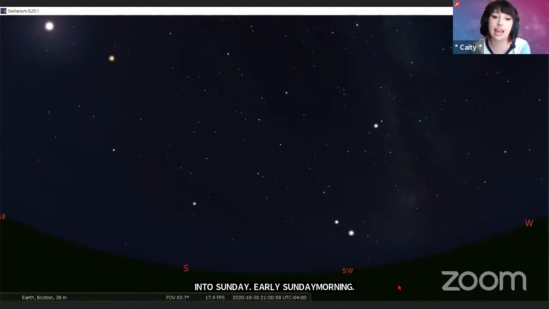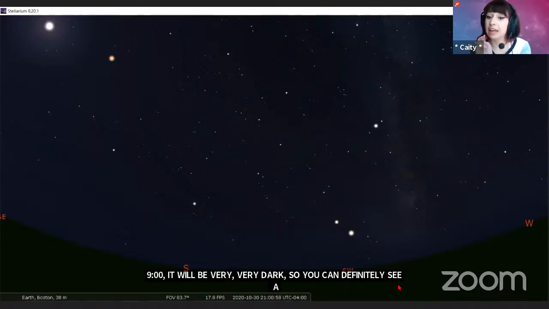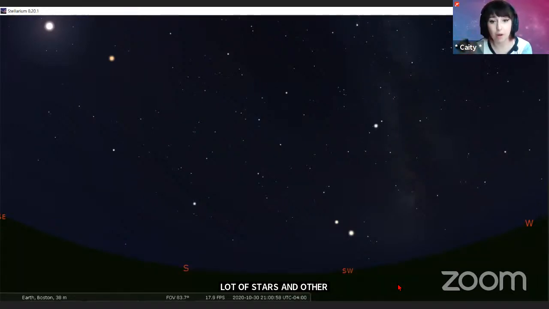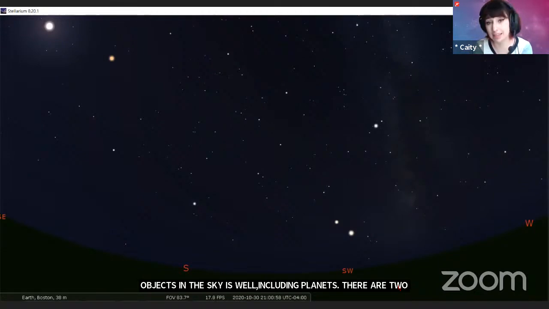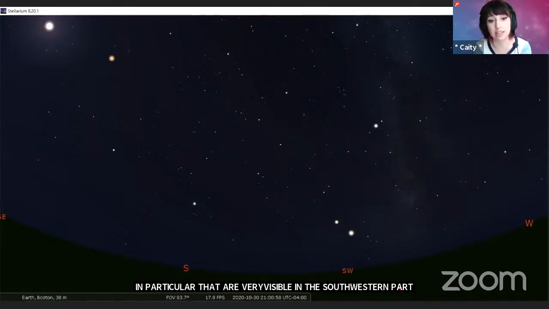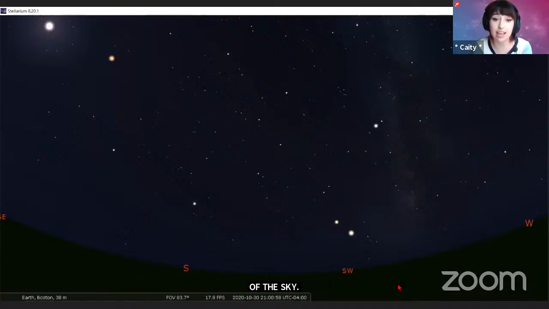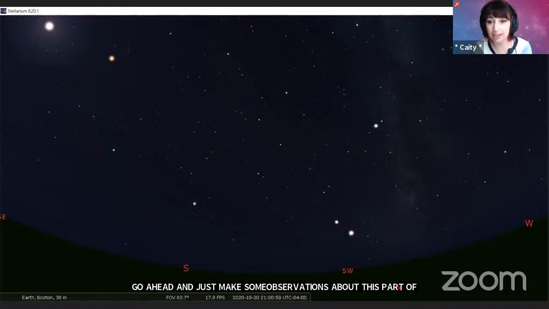So the reason that I have this set for 9 o'clock is because there are two planets in particular that are very visible in the southwestern part of the sky, that once you go any later, they set, and so you can't really see them anymore for the rest of the night. So go ahead and just make some observations about this part of the sky and type what planets you think they might be into the chat, or if you have no idea what they could possibly be, you could just put a question mark.